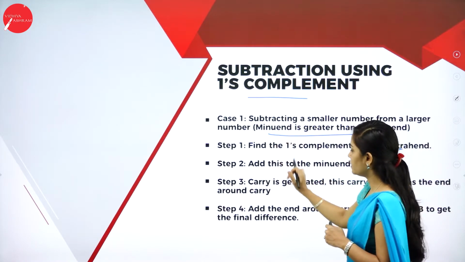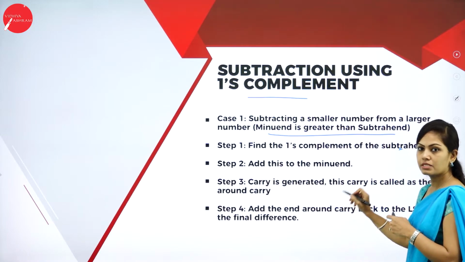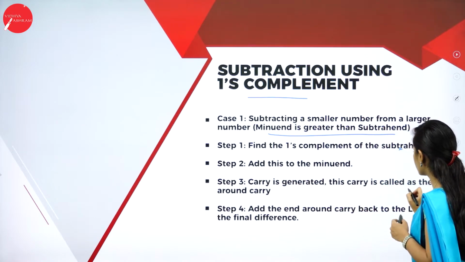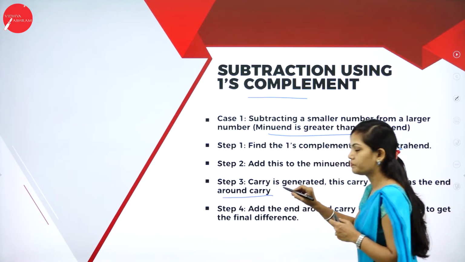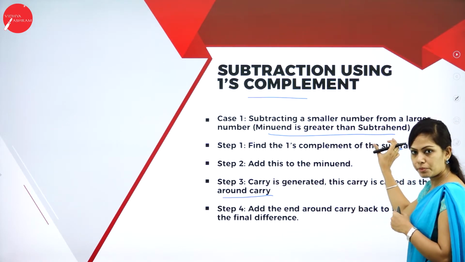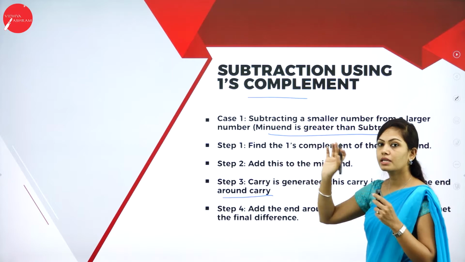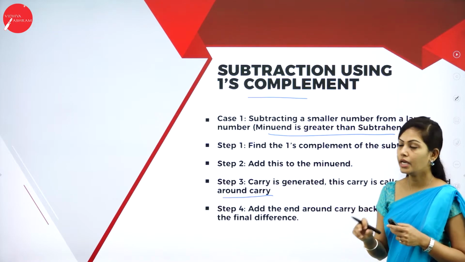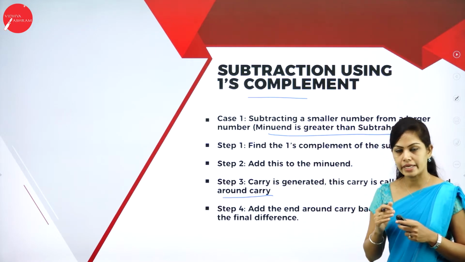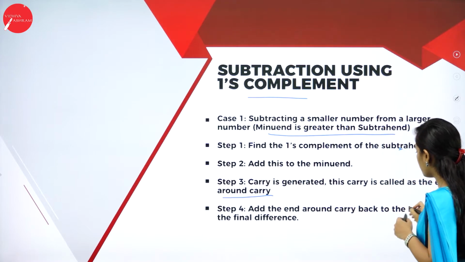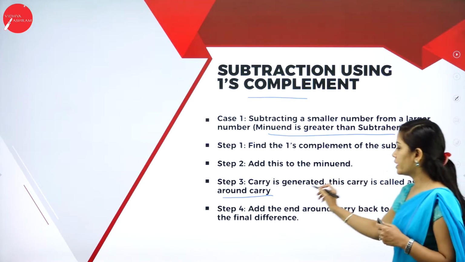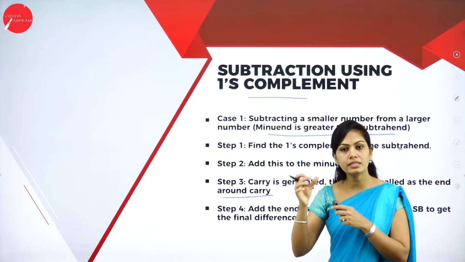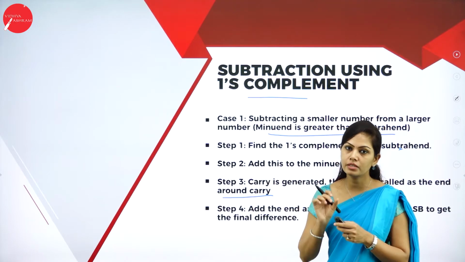I will explain with an example. If a carry is generated after adding the 1's complement of subtrahend to the minuend, that carry is called the end around carry. In case 1, you will get an end around carry. Add that end around carry back to the least significant bit to get the final difference.